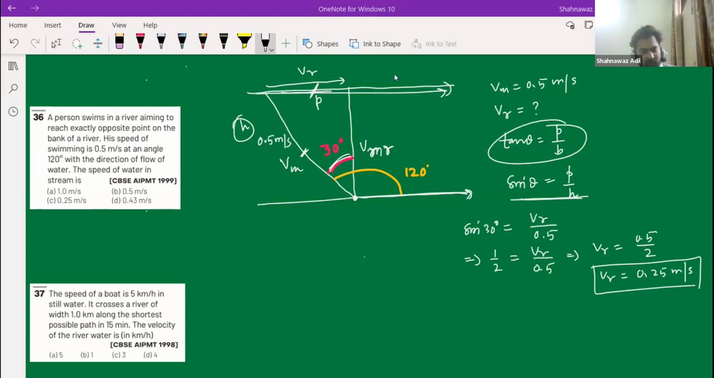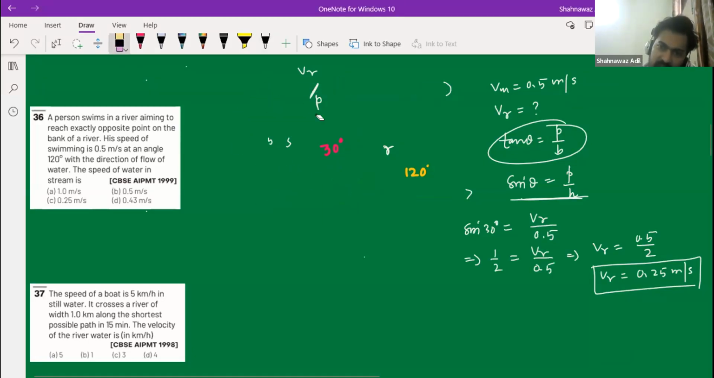Yeah. So whenever you have noted, please note it. So now let us do the next question. The next question is the same as this one, but there is a small twist in this question.